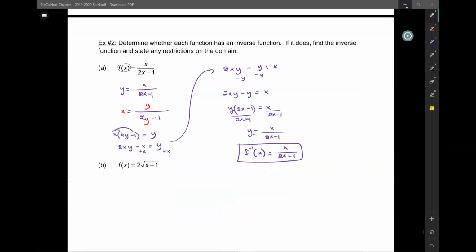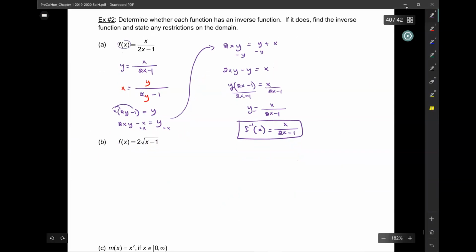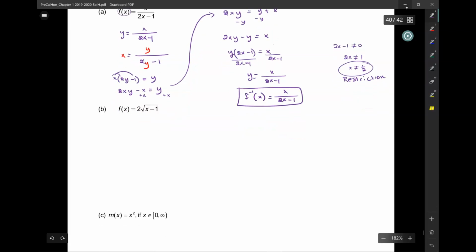And so it's very possible that it is its own inverse. All right. And as far as restrictions, look at the denominator. 2x minus 1 cannot equal 0. 2x cannot equal 1. x cannot equal 1 over 2. So that is my restriction.